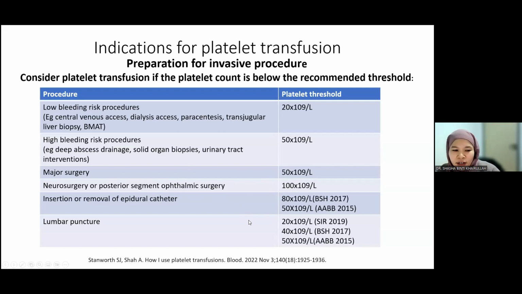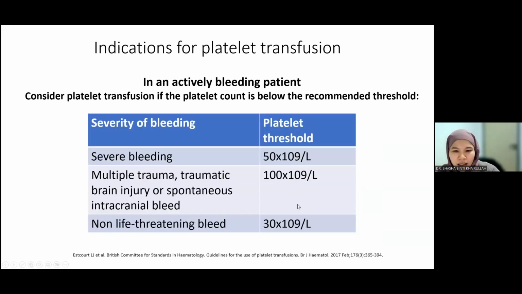Of course, there are some areas of contention when it comes to certain procedures, as you can see here. And I would normally tend to err on the side of caution and go for a higher platelet count when it comes to these different platelet thresholds. In an actively bleeding patient, you should consider platelet transfusion if the platelet count is below these recommended thresholds. So for patients with severe bleeding, we would aim for a platelet threshold of 50. For those with traumatic brain injury or spontaneous intracranial bleed, a platelet threshold of 100 is ideal. And for non-life-threatening bleed, we would aim for a platelet threshold of 30.